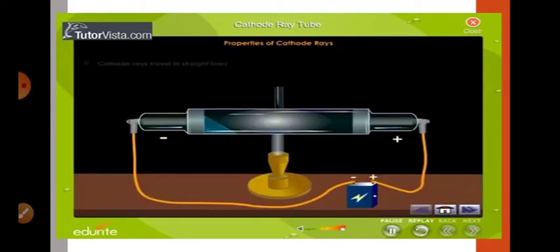Now the properties of the cathode rays. Cathode rays travel in a straight line. The cathode rays cast a sharp shadow when an opaque object is placed in their path. This proves that the rays travel in a straight line, perpendicular to the surface of the cathode.